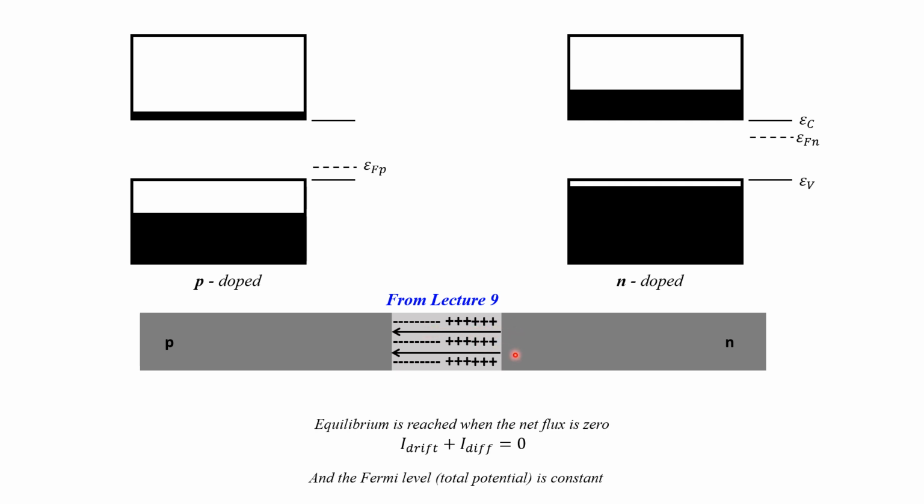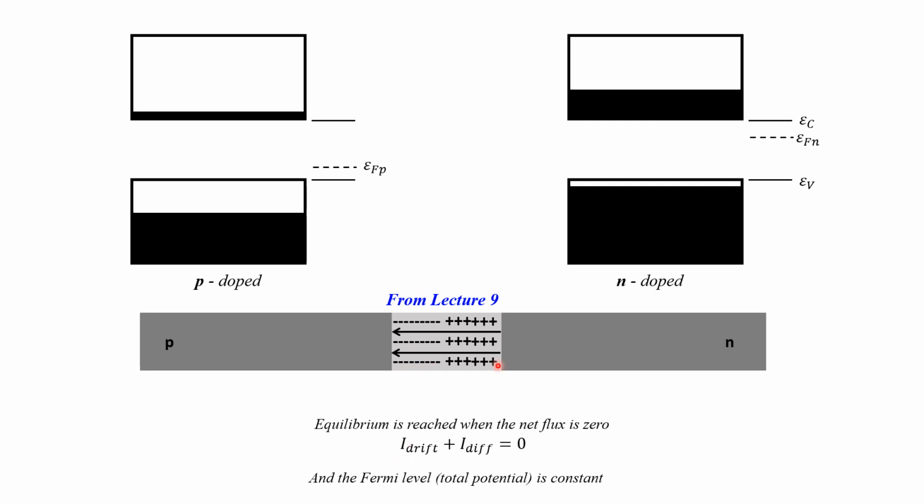Of course, equilibrium will be reached when these two currents compensate each other. And we need this condition for both electrons and holes. So there are actually two conditions for the equilibrium. The drift current of electrons has to compensate the diffusion current of electrons, and the drift current of holes has to compensate the diffusion current of holes. So there are two conditions here, one for electrons and the other for holes.